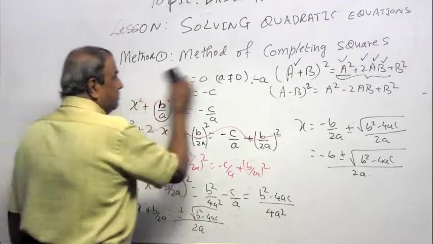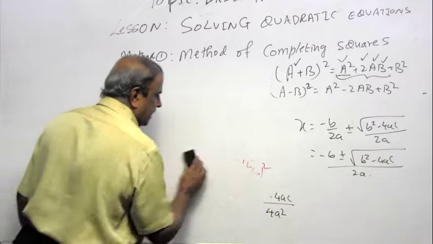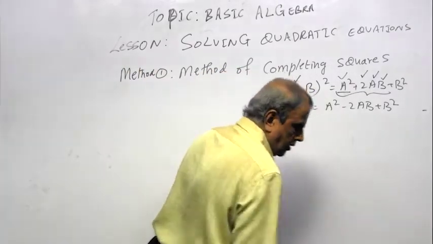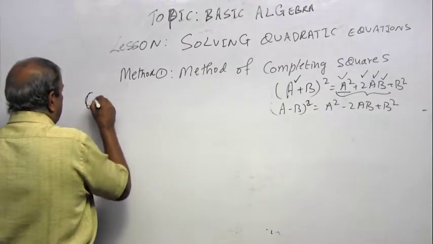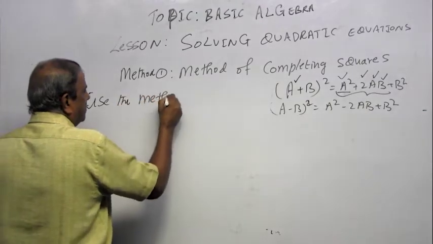Let me take an example to show you how to apply this. For example, let's say I have 2x squared. Use the method of completing squares.